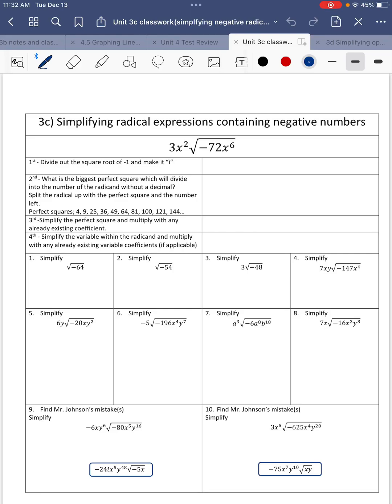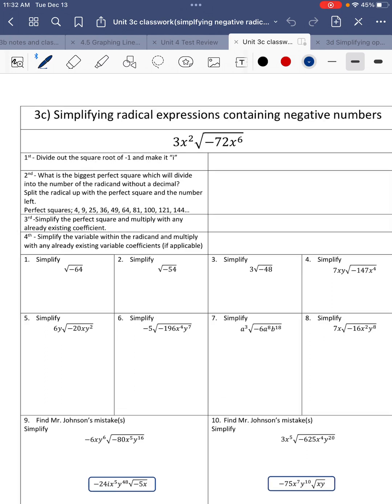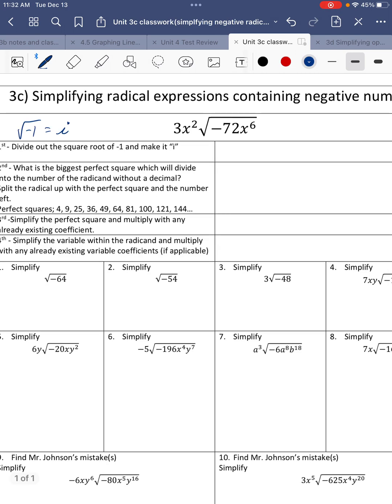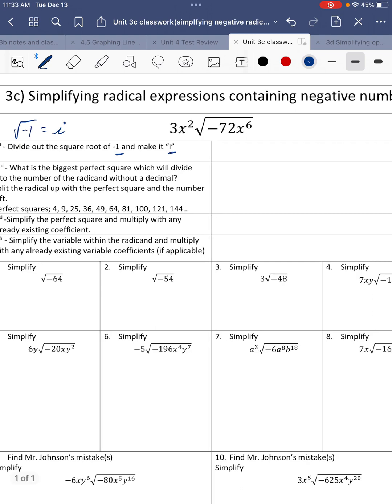Welcome to simplifying radical expressions containing negative numbers. One thing we need to know for this is anytime you get a square root of -1, that is the same thing, not times, that is the same thing as i. We're going to replace that with i, just the letter i. This is going to stand for an imaginary number. So let's get started. We're going to divide out the square root of -1 and make it i.